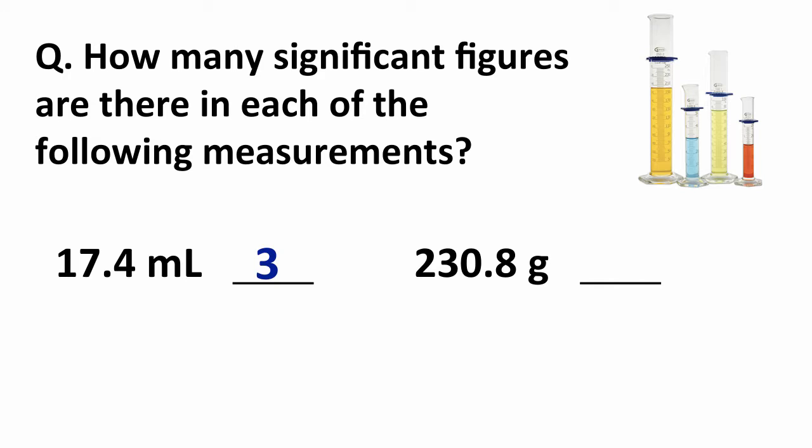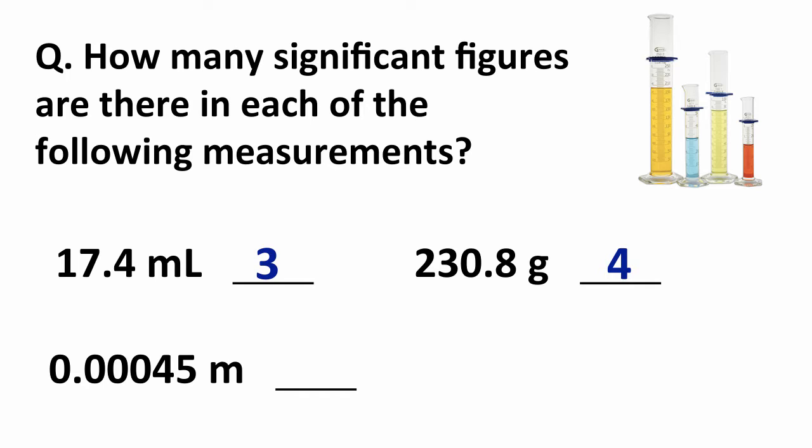How about 230.8? And hopefully you say the 2 is significant, the 3 is significant, so is the 0, it's the result of a measurement, and the 8. That's 4 significant figures. And whenever we have an internal 0, that's an actual measured number. It's not 1, it's not 9, it's 0. So that counts as a sig fig.